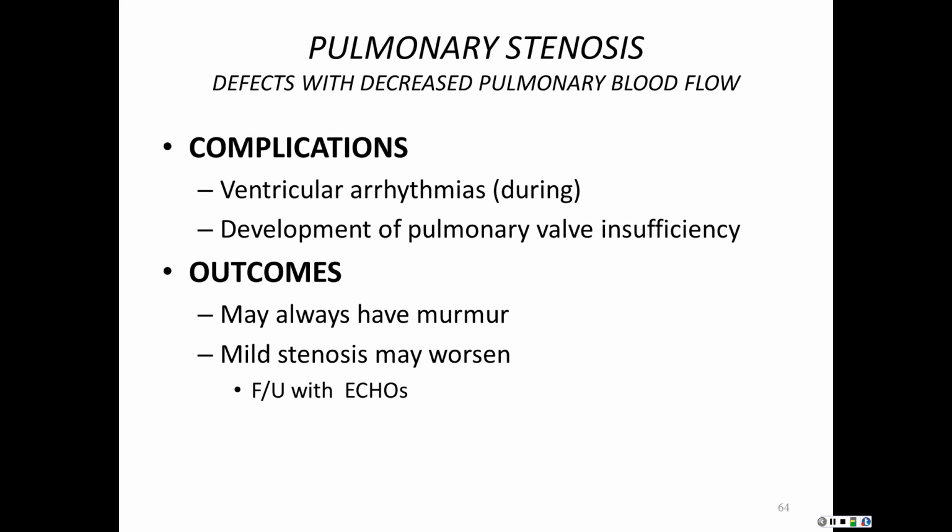What are the complications that go along with this? Ventricular arrhythmias can occur. We can see development of pulmonary valve insufficiency with the balloon if we blow it up too much. So we created another problem. But at least we've got good blood flow going through there. We're just going to get some regurgitation if we do that. These children may always have a murmur even after we do the balloon valvuloplasty or we do the surgery.